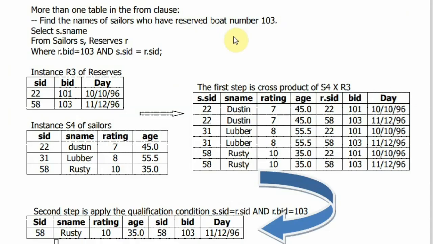Fine. This is an example wherein more than one table is there in the from clause. So what is the query? The query is: I want to find the names of the sailors who have reserved boat number 103.